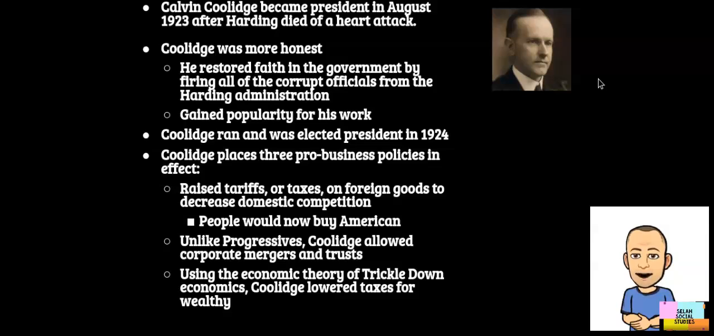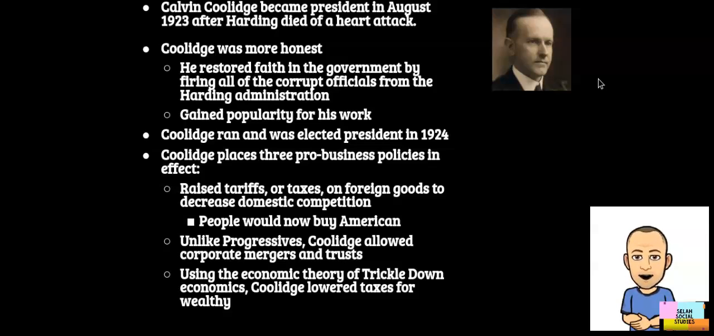First, he raised tariffs, or taxes on foreign goods, which decreased foreign competition, helping domestic merchants. Secondly, he eliminated the ban on corporate mergers and trusts. Now businesses were able to gain considerable wealth like the days of the Gilded Age. And lastly, Coolidge lowered the taxes on the wealthy, which would lead to an economic theory called trickle-down economics.